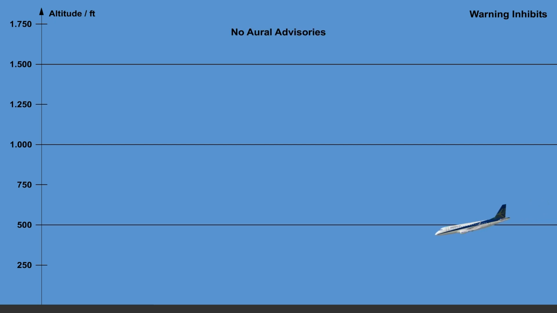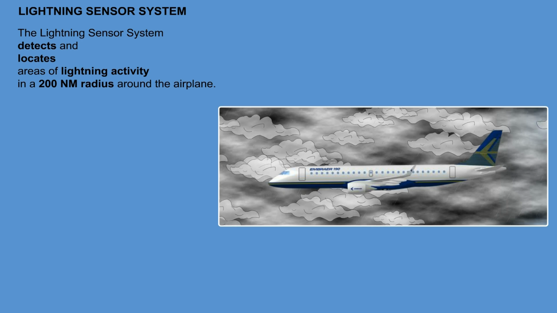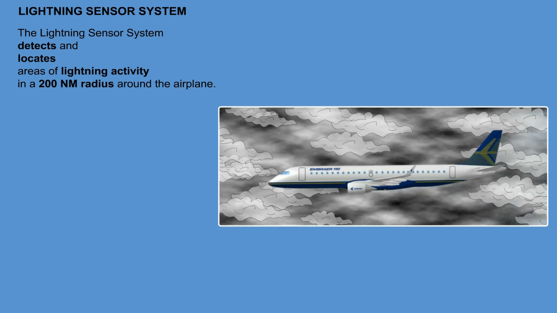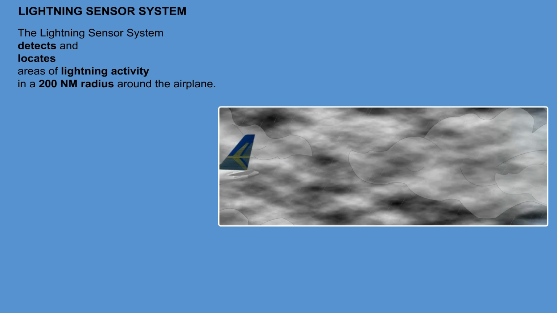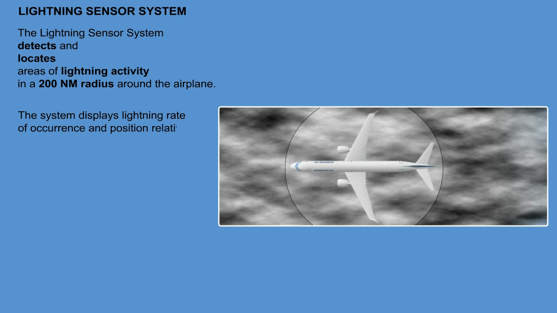No ARL advisories are issued at altitudes less than 400 feet when the aircraft is descending, and for altitudes less than 600 feet when the aircraft is climbing. Lightning Sensor System. The Lightning Sensor System detects and locates areas of lightning activity in a 200 nautical mile radius around the airplane. The system displays lightning rate of occurrence and position relative to the airplane.